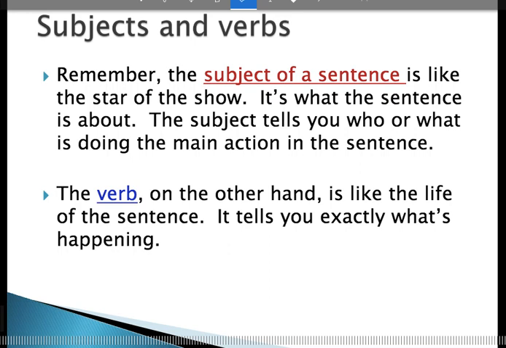So remember, the subject of a sentence is like the star of the show. It's what the sentence is about. It tells you who or what is doing the main action. So you ask yourself, who or what is doing the action in this sentence? The verb, on the other hand, is the life of the sentence. It tells you exactly what's happening. It's the action. What is the subject doing? That is the verb, the action.